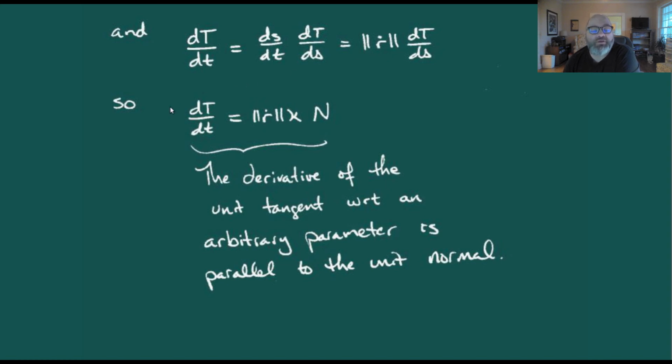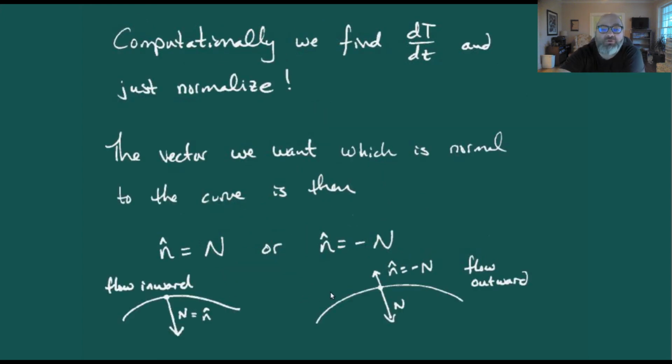And so what we get from that is that if we take the derivative of the unit tangent vector with respect to any arbitrary parameter, it's going to be parallel to our unit normal vector. The norm of r dot is a scalar function, kappa, the curvature, is just a scalar function, and so this is just going to be parallel to our unit normal. And we can really use that. So the derivative of the unit tangent with respect to an arbitrary parameter is going to be parallel to the normal.